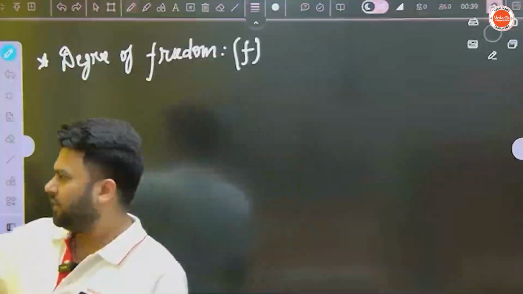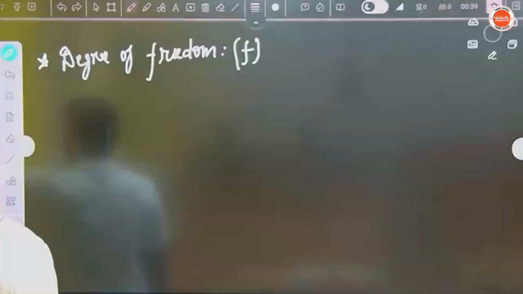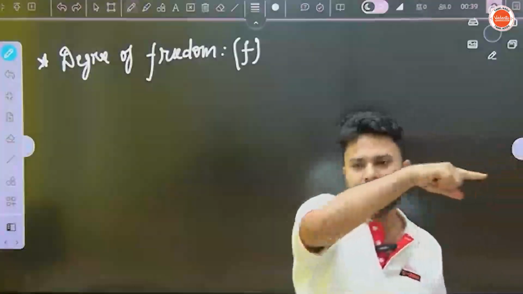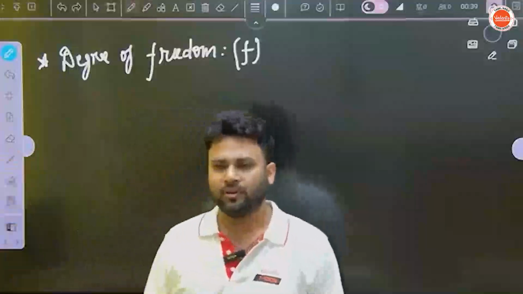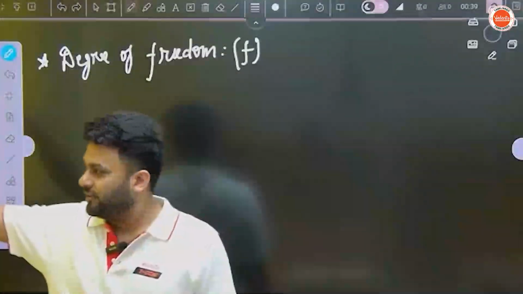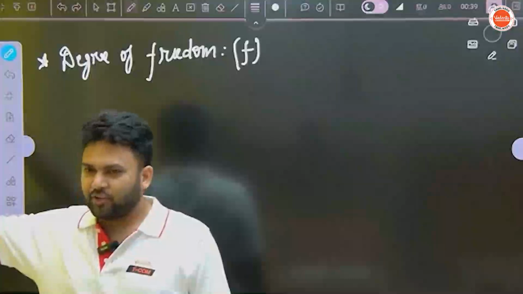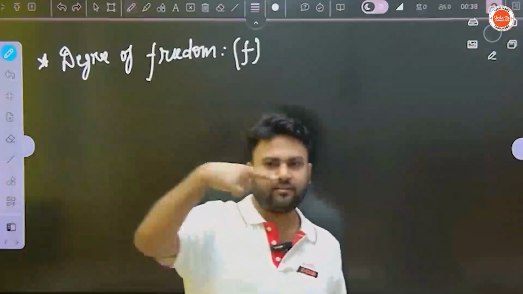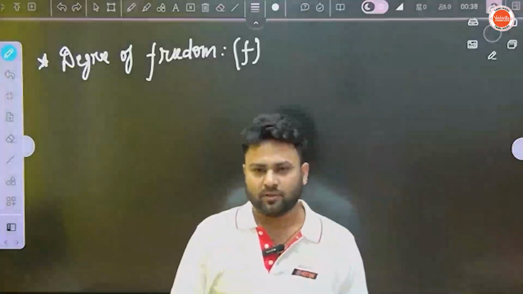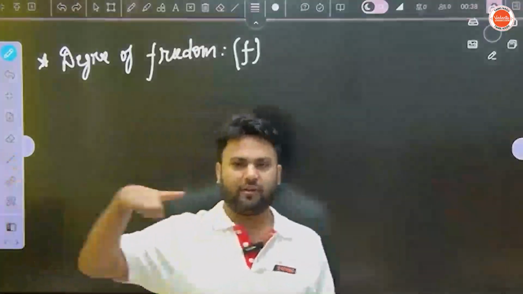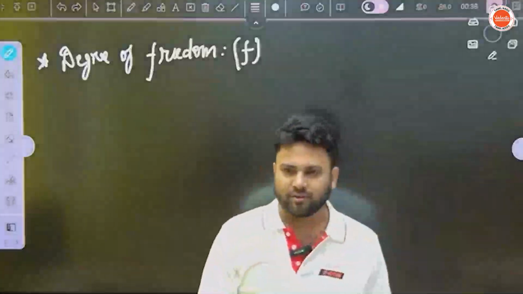You tell me, if I put one nail over here and put one nail over here and tie one rope, and if I place one lizard here, in which direction have we restricted it to go? One direction. So in how many ways can it have its motion? In only one way. Understood?